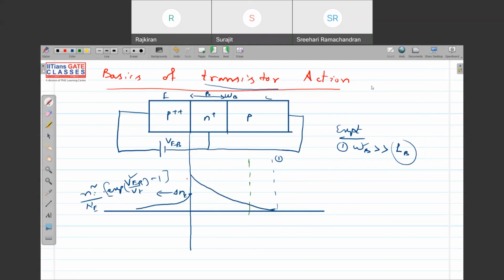Okay, so you tell me, Surajit. Since I have moved the junction from right to left, this is case 2. What will happen? This point is nothing but del P in the base, the injected holes from emitter to base.